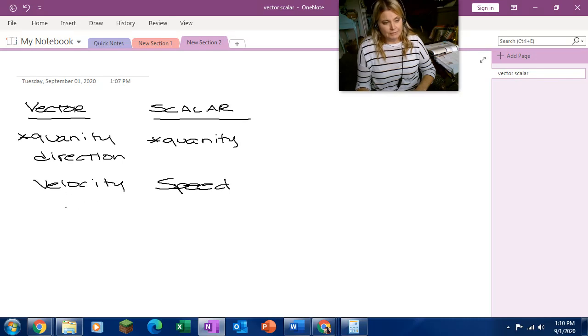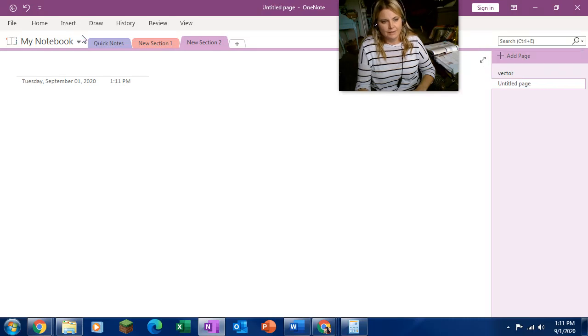Another thing we're looking at today with vectors is displacement. Displacement's a vector, but distance is scalar. So let's look at how those two kind of relate to each other, shall we? With displacement versus distance, right?